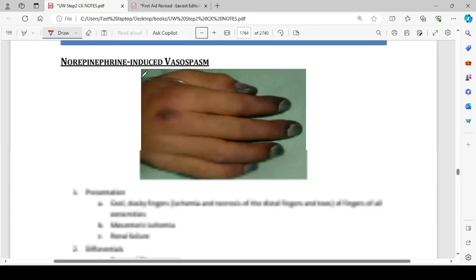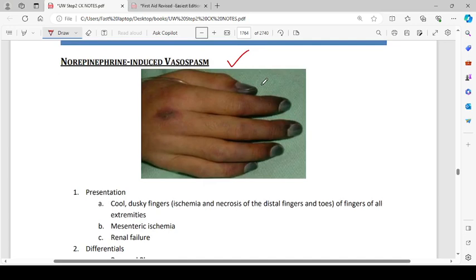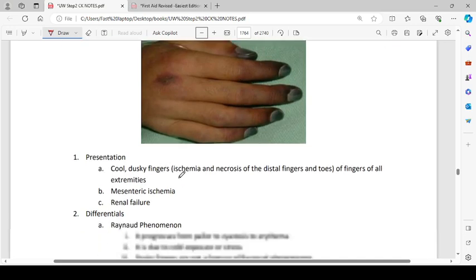Then this is norepinephrine induced vasospasm. Norepinephrine is a vasoconstrictor and that can cause vasospasm. The presentation will be cool, dusky fingers, ischemia and necrosis of the distal fingers and toes of all the extremities, mesenteric ischemia and renal failure.